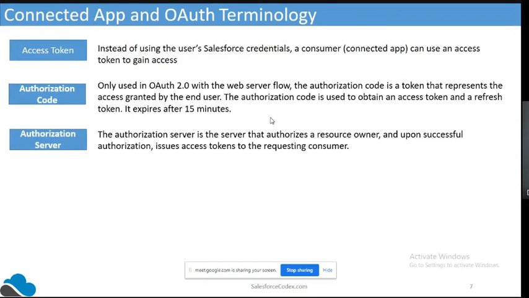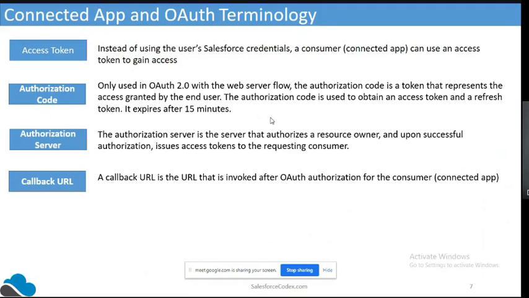Authorization server is basically a server which authorizes a resource owner. Upon success, it gives an access token to the requesting consumer. So right now, if you want to use Gmail, it will be your authorization server who is authorizing those details.